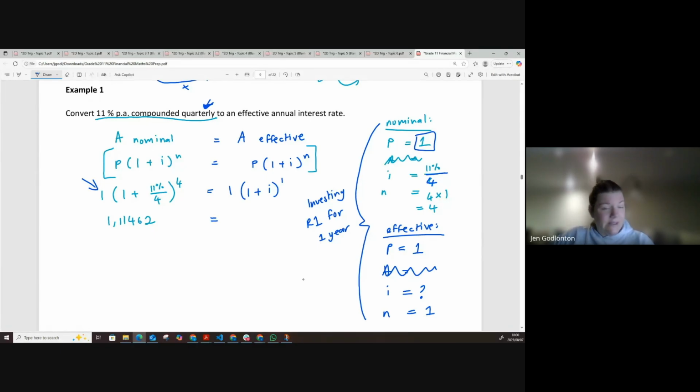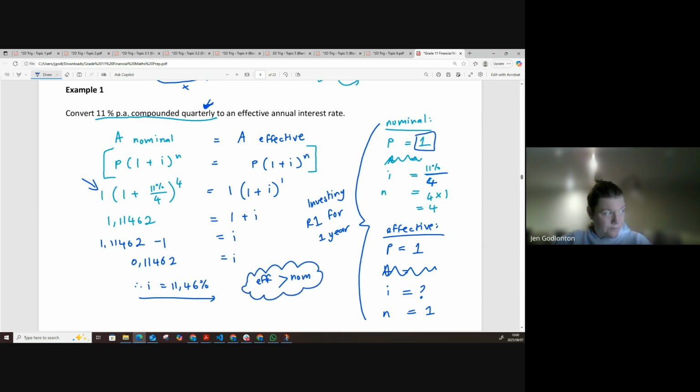We land up with this side with just 1 plus I. So now I can minus my 1, and that's going to equal I. So I land up with 0.11462, which is equal to I. Therefore, I is equal to 11.46%. And just to check that you're right, your effective will always be bigger than your nominal. Always. So that's like a nice way of just making sure you know you're correct.